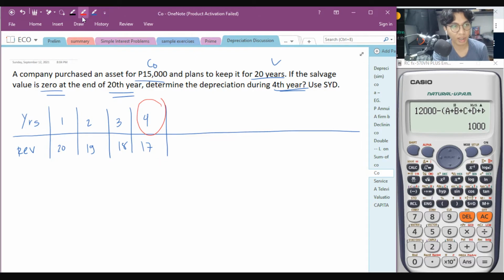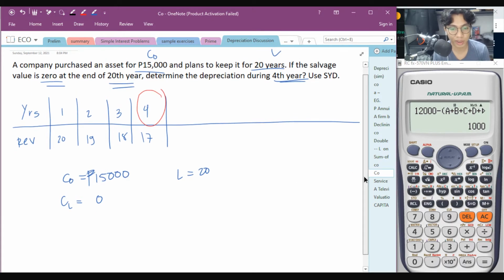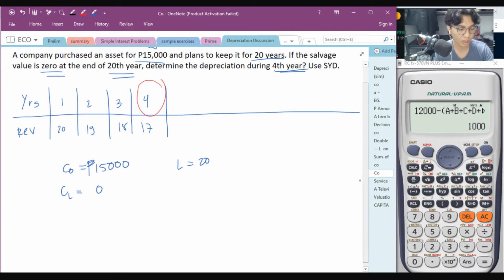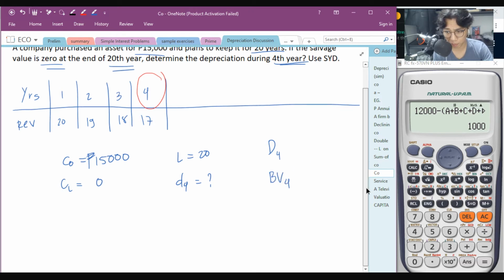So, let's list the formula first. CO here is equal to 15,000 pesos. You didn't give any CL, so CL is 0. The life is 20 years. What we're looking for is the depreciation at the 4th year, D4. We can also add the total depreciation at the 4th year and the book value at the 4th year so we have more to compute.